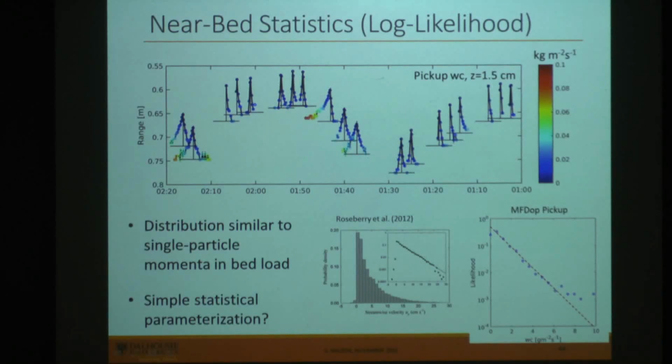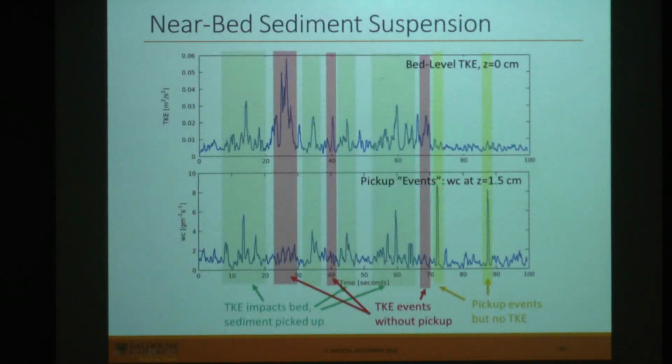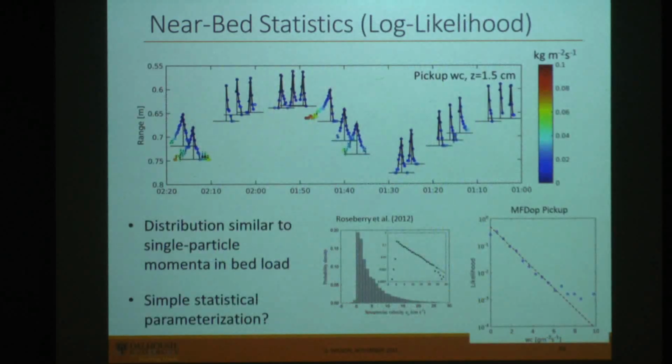Another way I've been looking at this data is in terms of log likelihood histograms. So if we just take this time series and plot it in terms of a histogram, looking at how common are these large events, for example. So that's what these plots are showing. So each of these triangles here is a histogram of pickup at the top of the boundary layer. And it's plotted on a log scale.